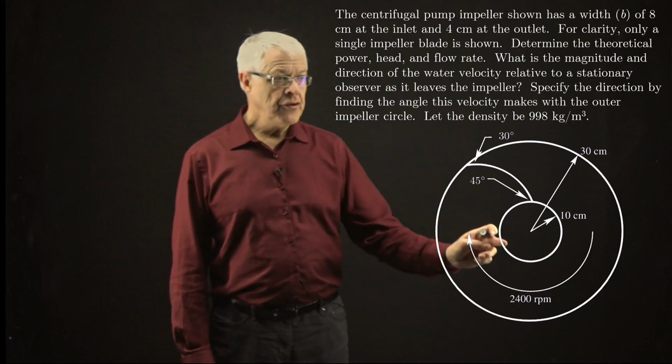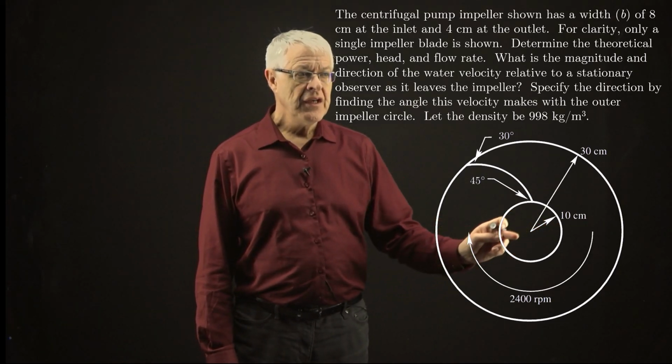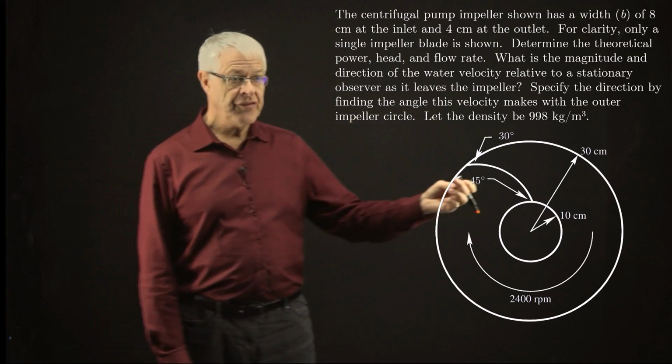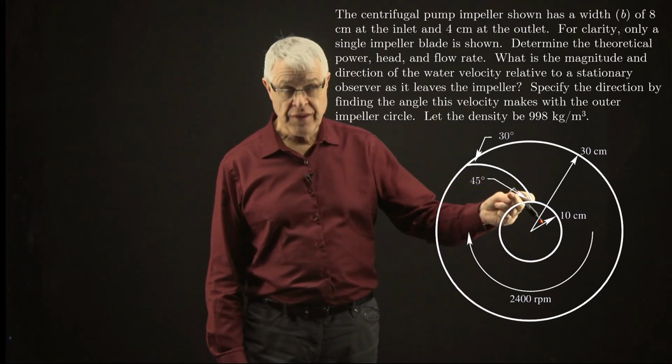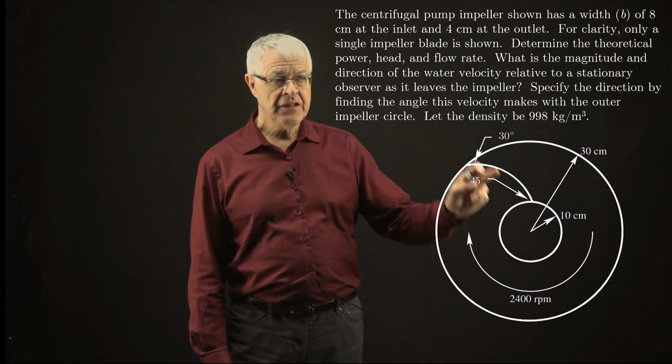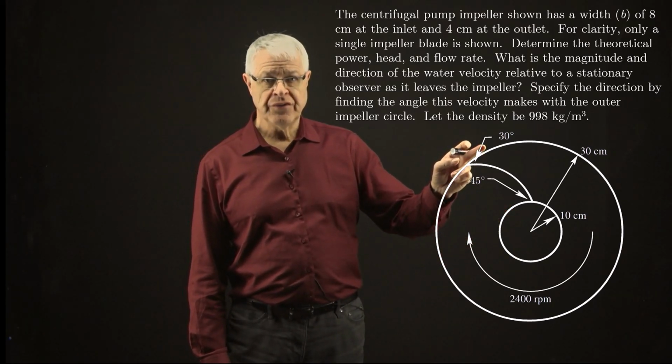So we see that the inner radius is 10 centimeters and the outer radius is 30 centimeters. Also in the problem statement, it tells us the depth of the impeller, or the width perpendicular to the screen, is 8 centimeters at the inlet here and 4 centimeters at the exit.